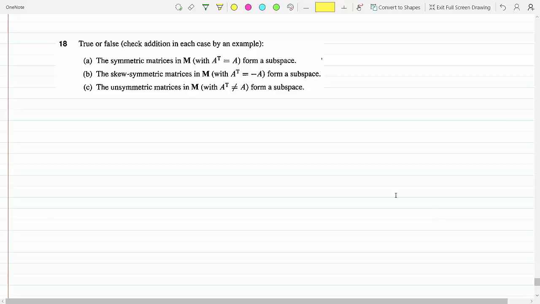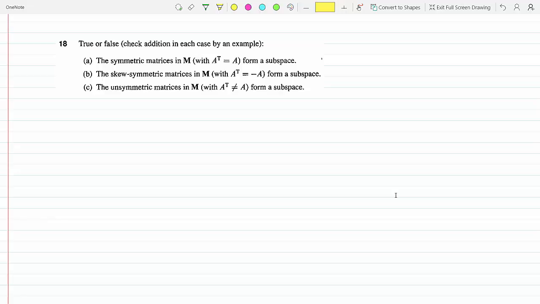True or false? Check addition in each case by an example. The symmetric matrices in M form a subspace. A symmetric matrix is a matrix whose transpose equals the matrix. The transpose of the matrix equals the matrix. Well, let's check.